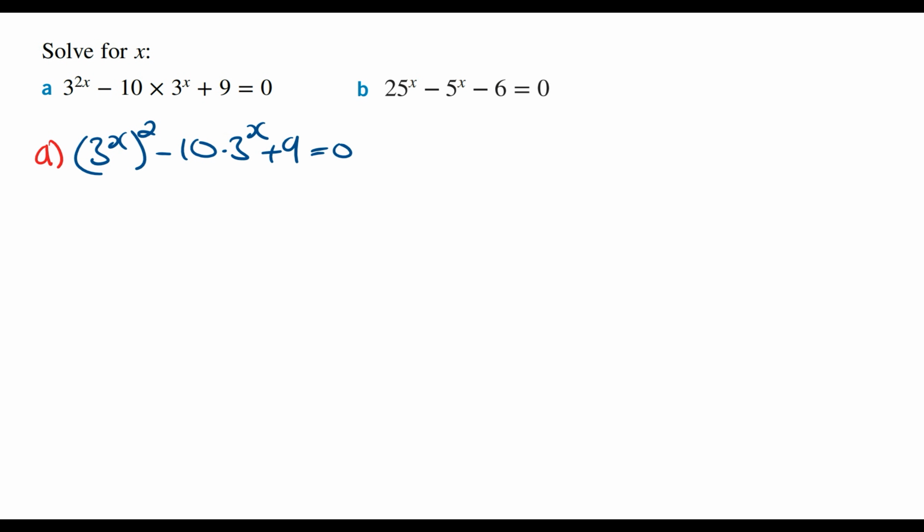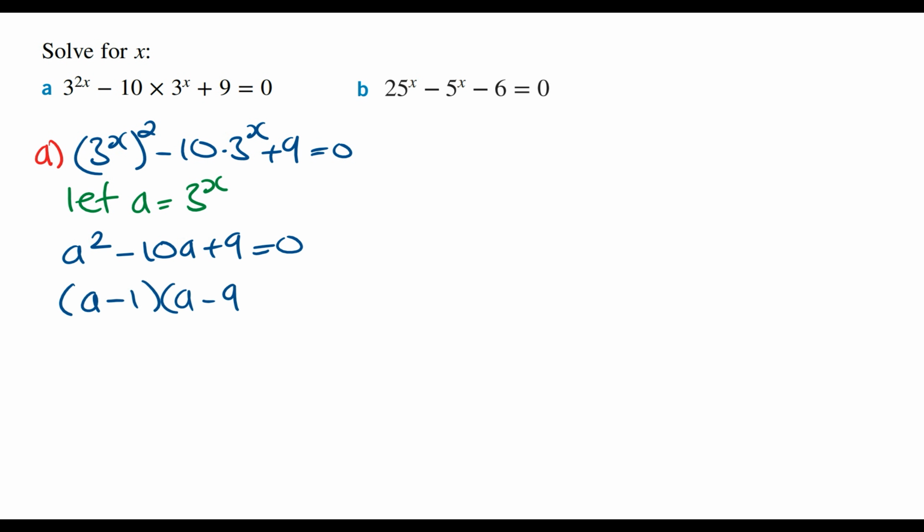From here, what we need to do is change this equation into a quadratic form by using a substitution for 3 to the x. And so if we let a equal 3 to the x, then we can rewrite this as a squared minus 10 times a plus 9 is equal to 0. Now we have a simple quadratic to solve. To do this, we factorize, which is going to be a minus 1 times a minus 9 is equal to 0. And solving for a, we're going to get a is equal to 1 or a is equal to 9.